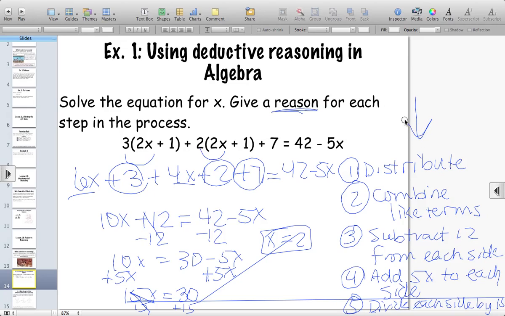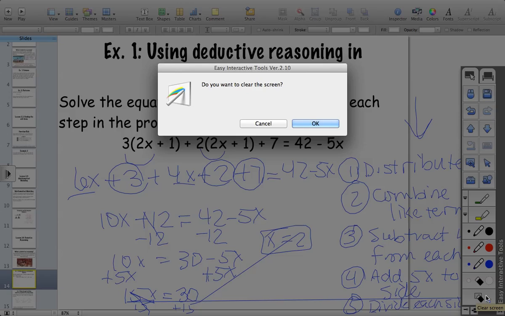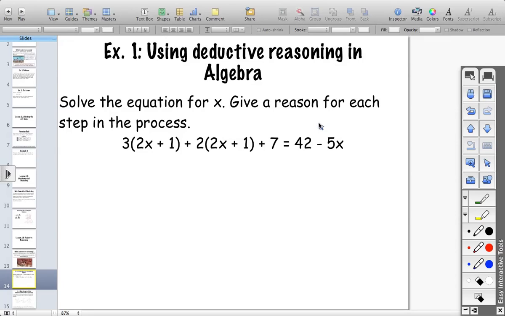here is my deductive reasoning. Following the already determined patterns, the already determined rules, I deduced that x is equal to 2. So again, you've been doing this already to solve your problems. Now we're just going to take it one step further and apply it to geometry.